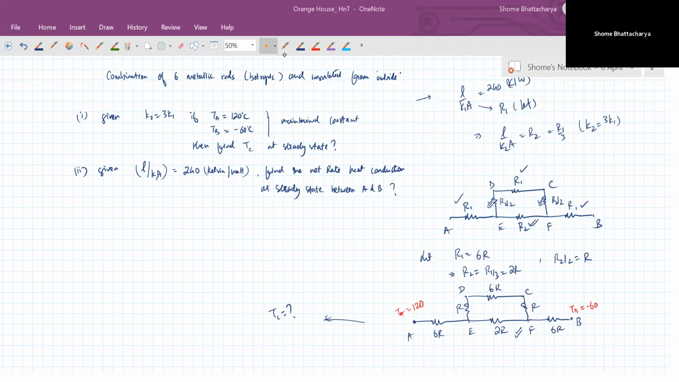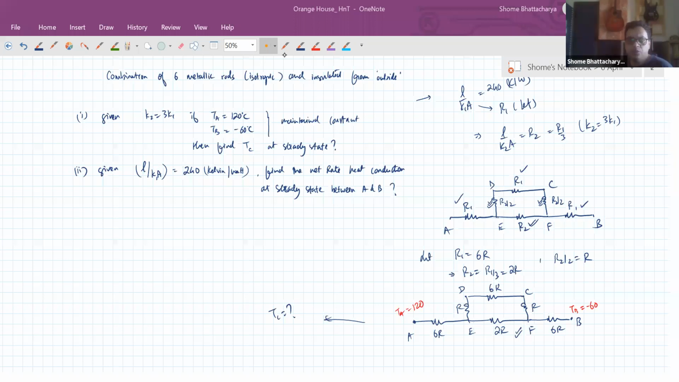That is an assumption. I'm not saying it is 6R, but you can see here that I have resistor R2 which is R1 by 3, and I have resistor R2 by 2 which is R1 by 6. So it is best to take them in that kind of ratio. The important thing here is that the ratio of resistance R2 to R1 is 1 is to 3.